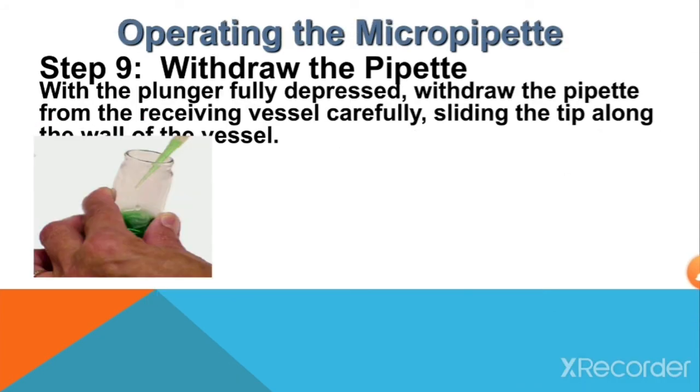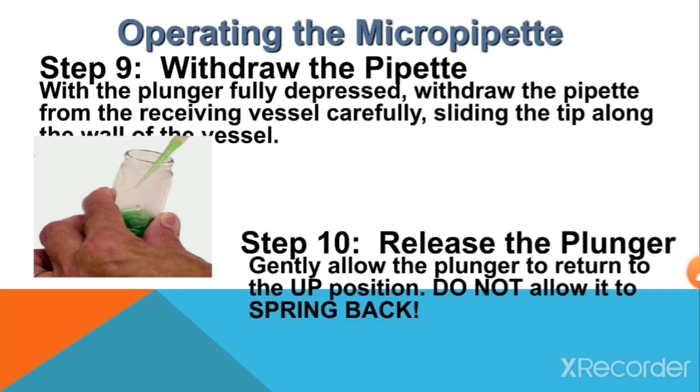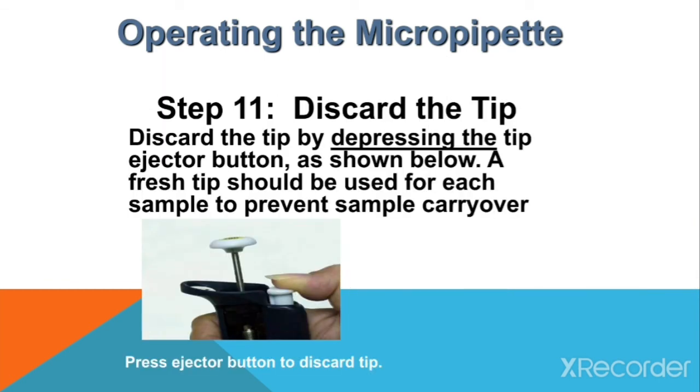Then withdraw the pipette. Now here, after dispensing the sample, fully depress the plunger and withdraw the pipette from the receiving vessel carefully, sliding the tip along the wall of the vessel. Release the plunger. Now here, gently allow the plunger to return to the up position. Do not allow it to spring back.